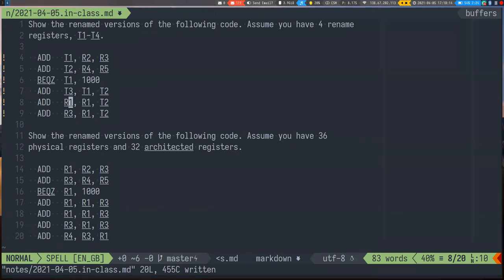With rename registers, we are not going to permanently rename registers, only temporarily, to help us get past any data dependencies.